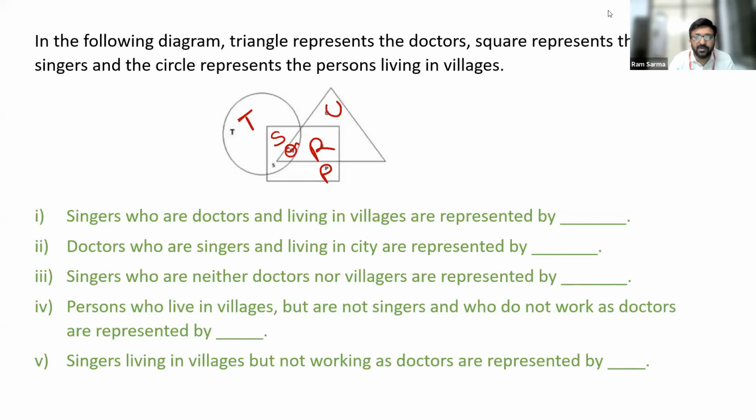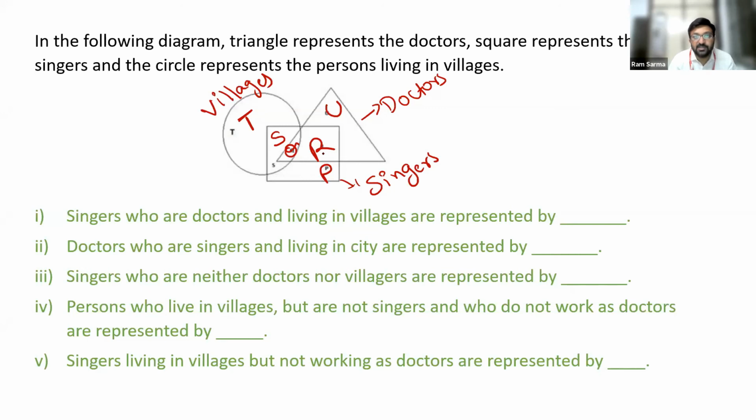In the following diagram, triangle represents doctors. Square represents singers. Circle represents persons living in villages. Now, let us look at the first one. Singers who are doctors and living in villages are represented by.